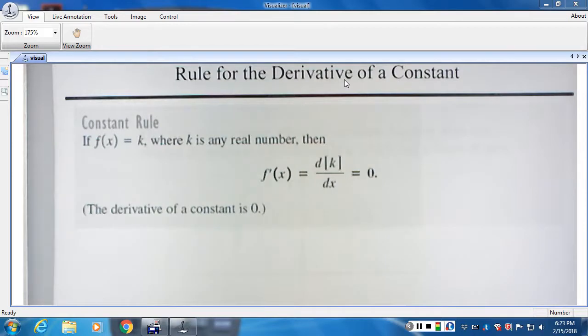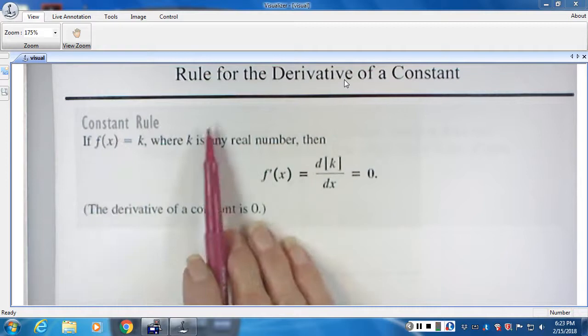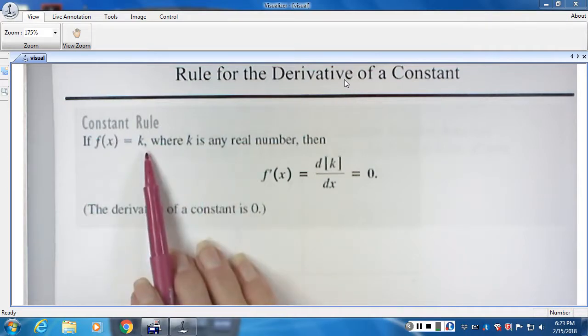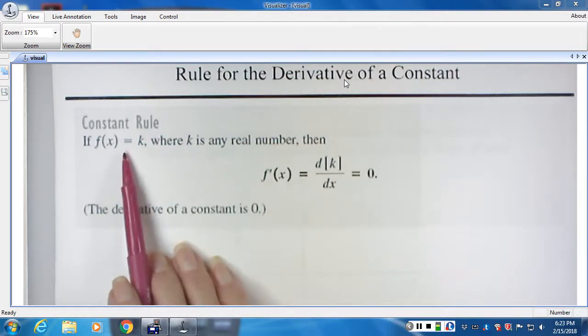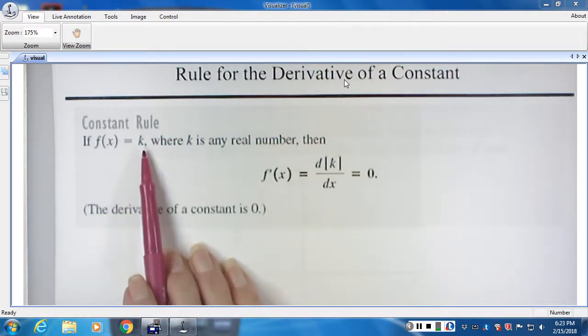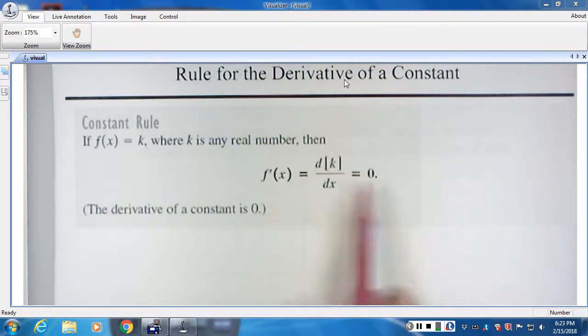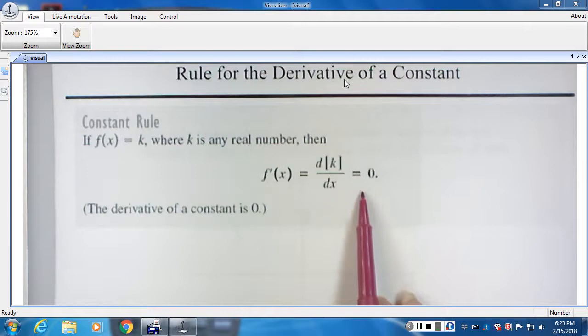So here's the first set of rules, and these are all really straightforward. Basically, this says that for any constant, k just represents some number. If k is any real number, and f of x is equal to k, if f of x is equal to some constant number, then the derivative of f of x, which is f prime of x, is simply 0. Always. The derivative of a function that is equal to a constant is always 0, which means that part of that function, if it's a constant, will disappear in the derivative.